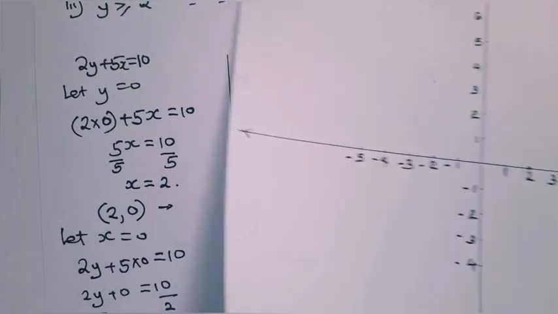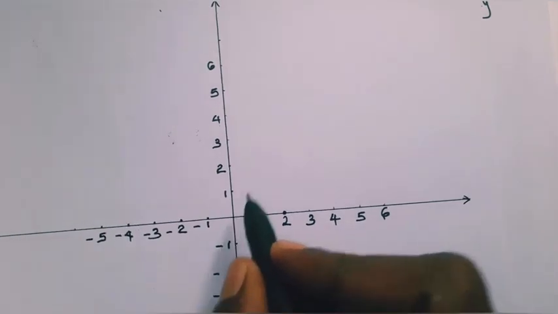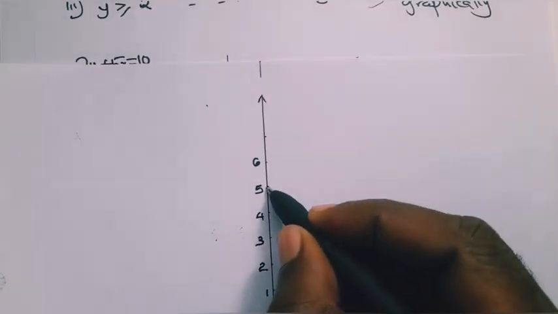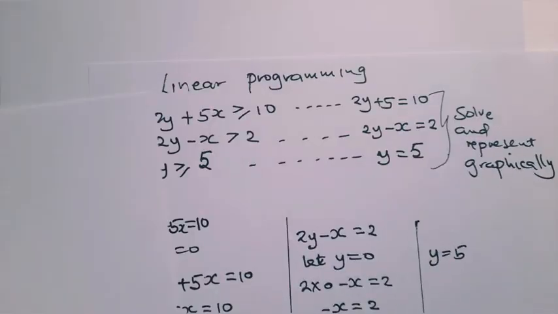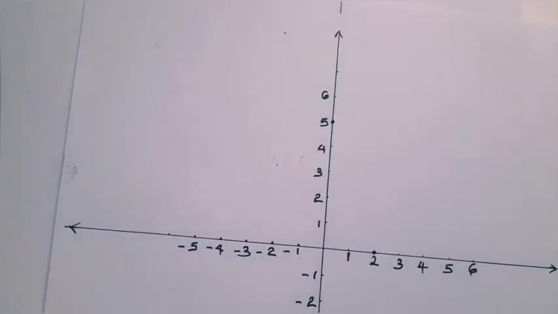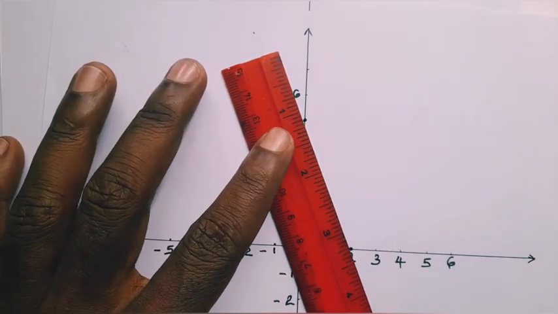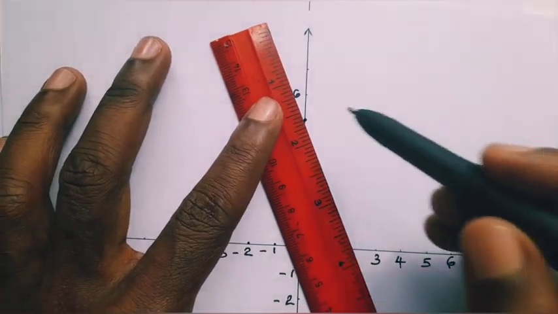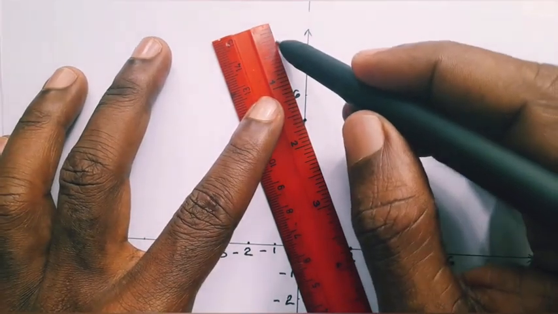The next point is 0, 5. On x is 0, on y is 5. So here is the point. Now, because the inequality here is double, greater and equal, we shall draw a continuous line. So you come here and you draw a continuous line. There it goes.